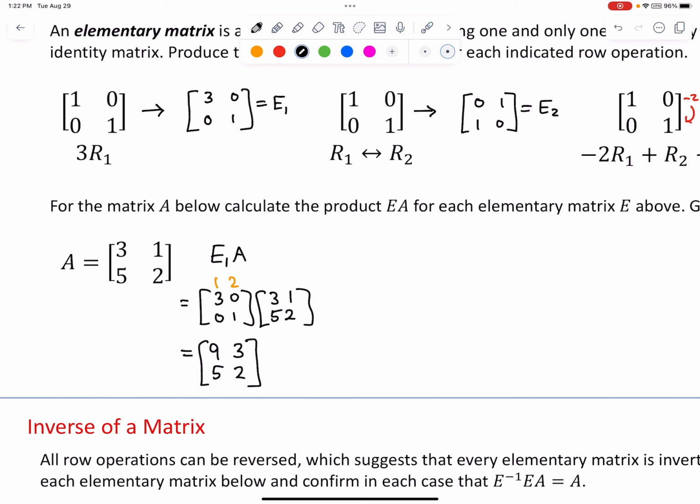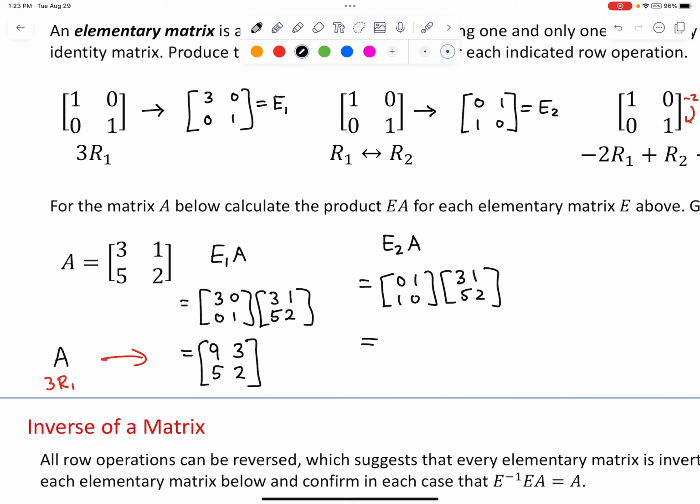Now notice the result. Compare it to the matrix A. You'll notice that the first row of our result is 3 times the first row, which is exactly how we produced the elementary matrix, E1. So in other words, we should notice that just 3 times row 1 of matrix A also yields the same result. Now let's do E2 times A.